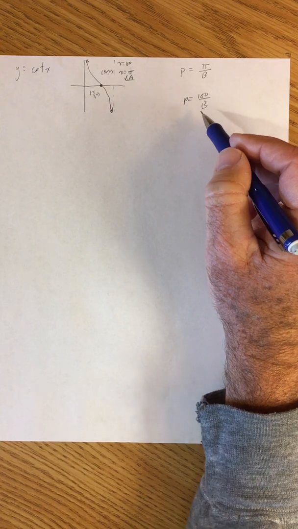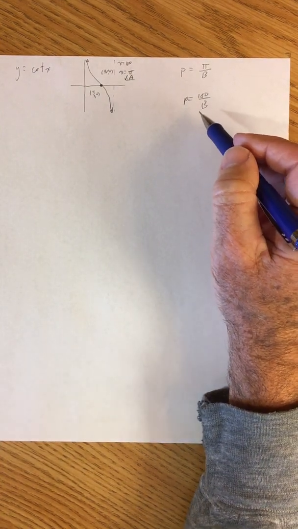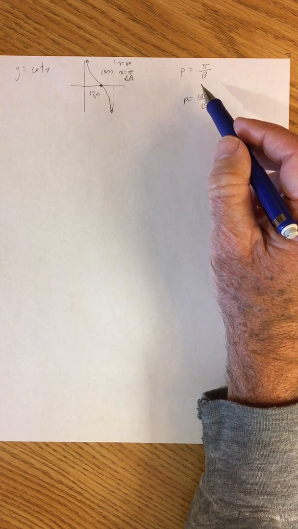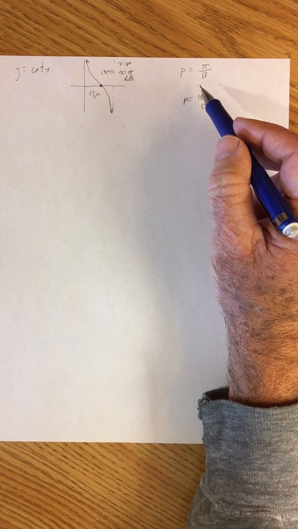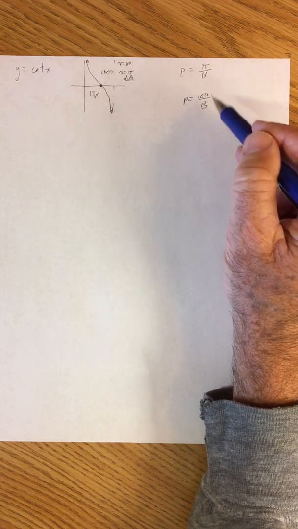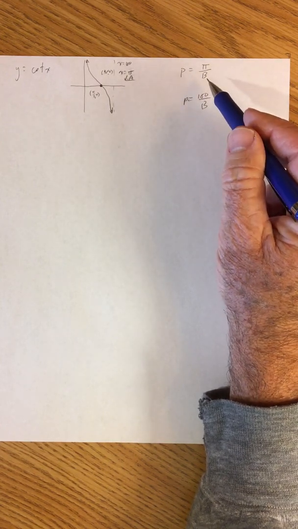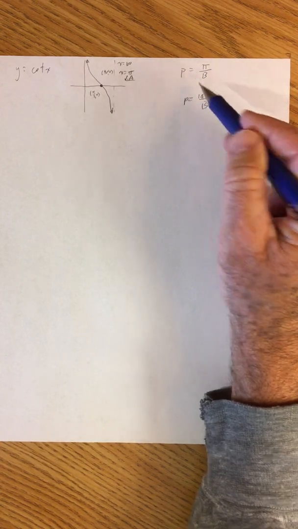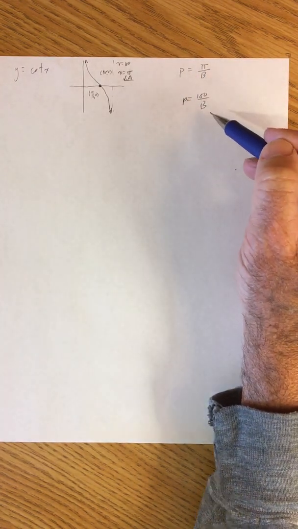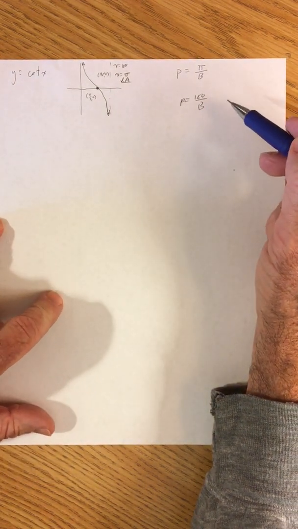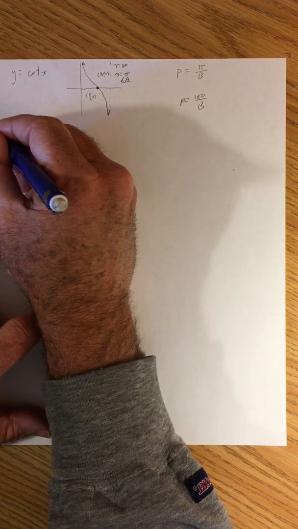And we did this yesterday with the tangent graph, is that if you have a period change, you've calculated a new period based on this. Back with the sine and cosine, these numbers up top were either 2 pi or 360, but with tangent and cotangent, it's pi or 180.